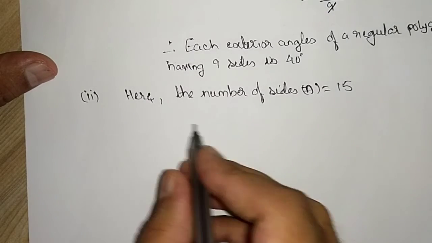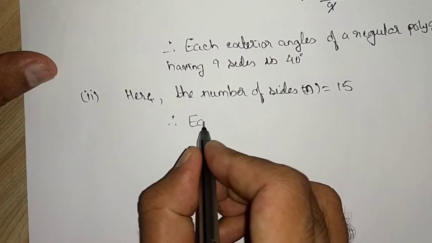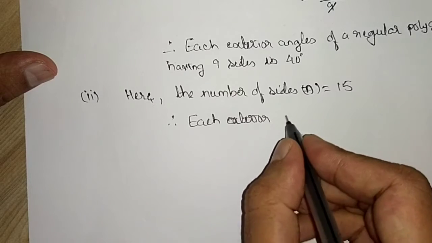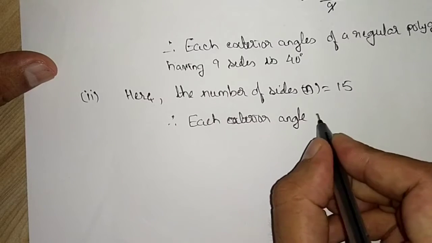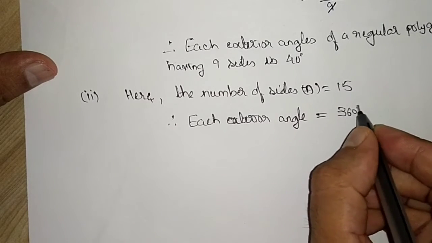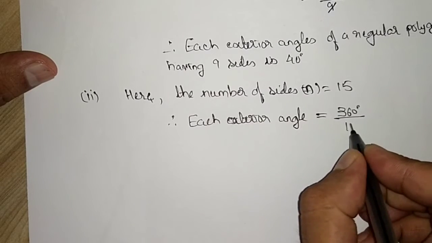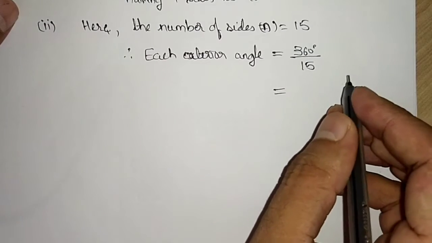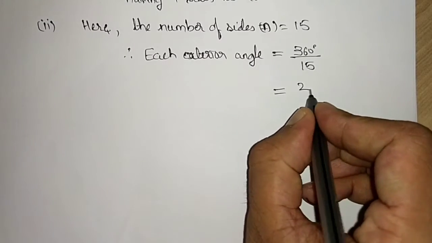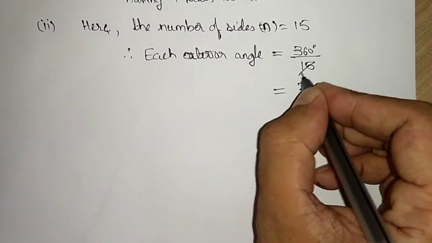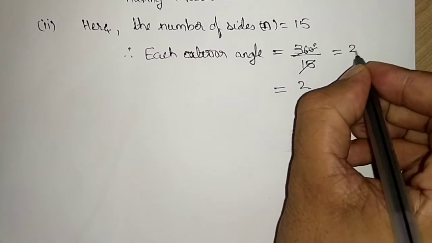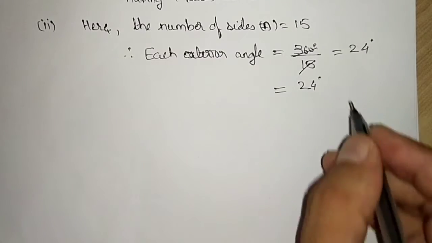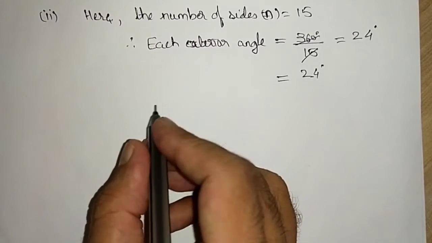15 this time. Therefore each exterior angle is equal to 360 degree divided by 15. Now 15 2s is 30, and 15 4s is 60. So our answer will be 24 degree.